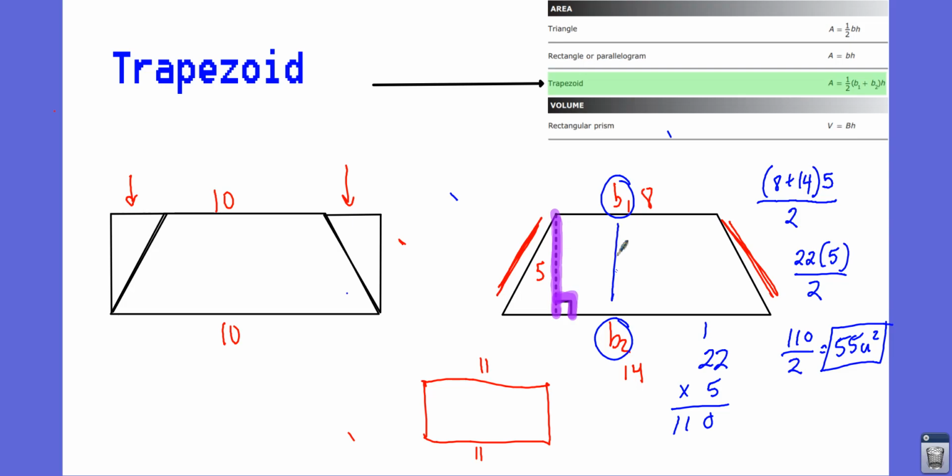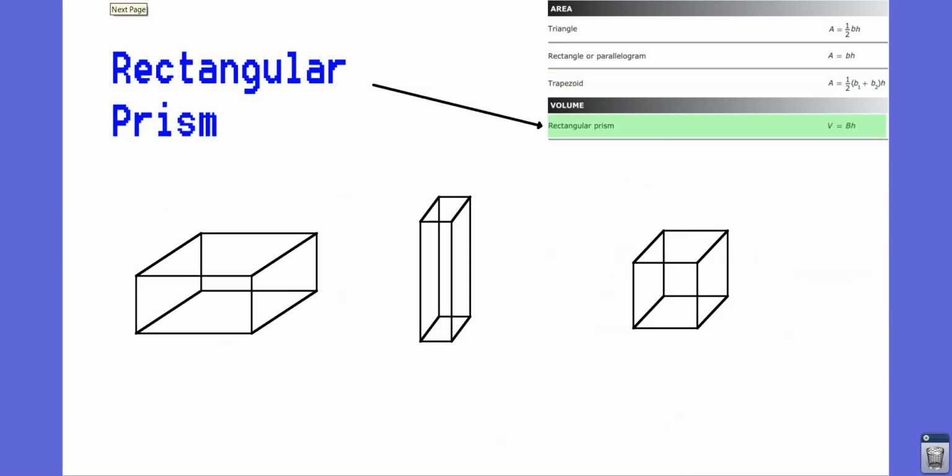Add these two, multiply by the height, divide by 2. I'm going to provide some extra practice on that, and then we'll go through it during tutorials as well. For the last thing, rectangular prisms.